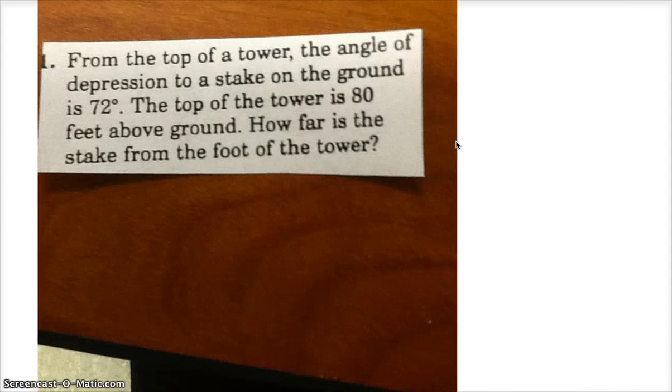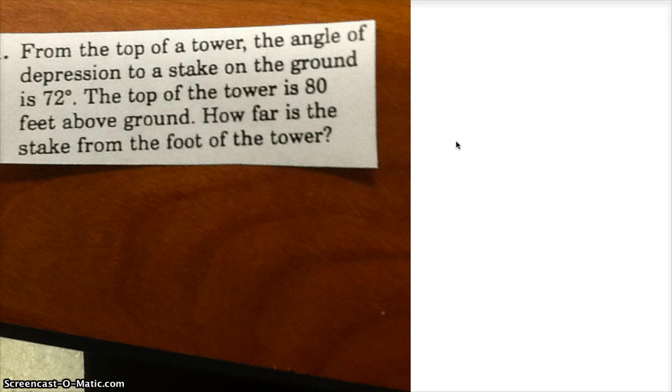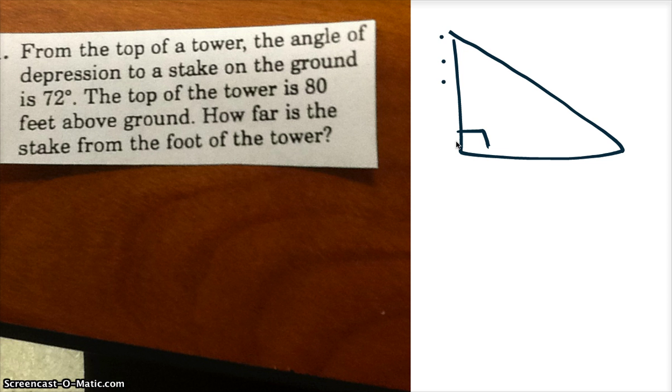Okay, this one, I don't know what number it was. But it says from the top of a tower, the angle of depression to a stake on the ground is 72 degrees. The top of the tower is 80 feet above the ground. How far is the stake from the foot of the tower? So right triangle. The top of the tower, so over here would be my tower. The angle of depression is here. The top of the tower is 80 feet above the ground. 80. How far is the stake from the foot in the ground? From the foot of the tower.